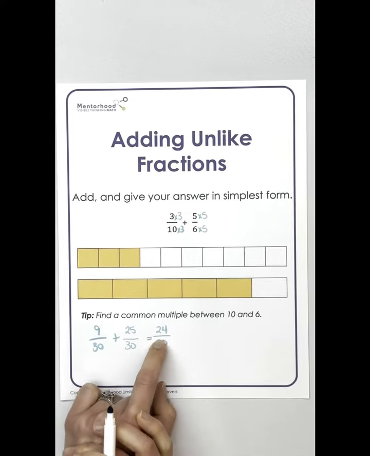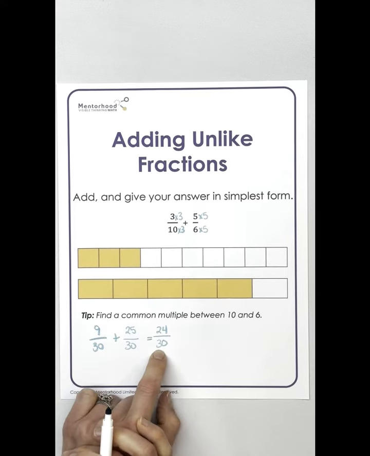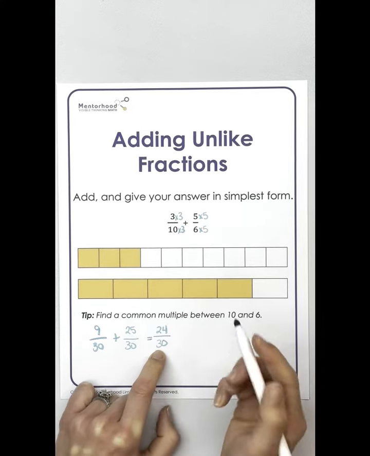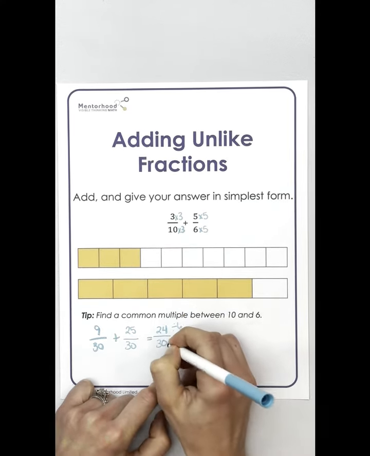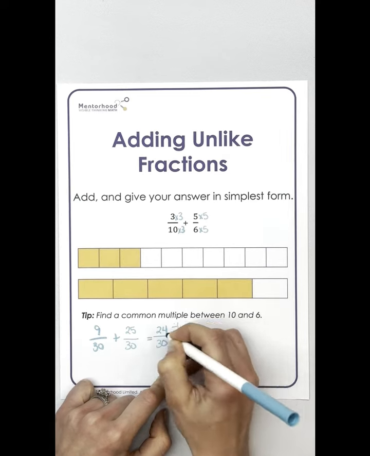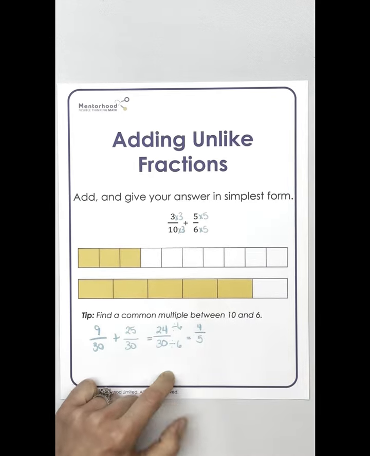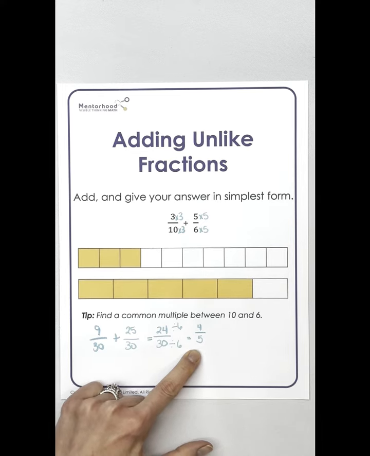Next step for simplifying is, can these be divided by the same number? Is there anything that goes into both 24 and 30? Yeah, 2, 3, even 6. So let's divide by 6. 24 divided by 6 is 4, and 30 divided by 6 is 5. Okay, so that is our answer in simplest form. Good job.